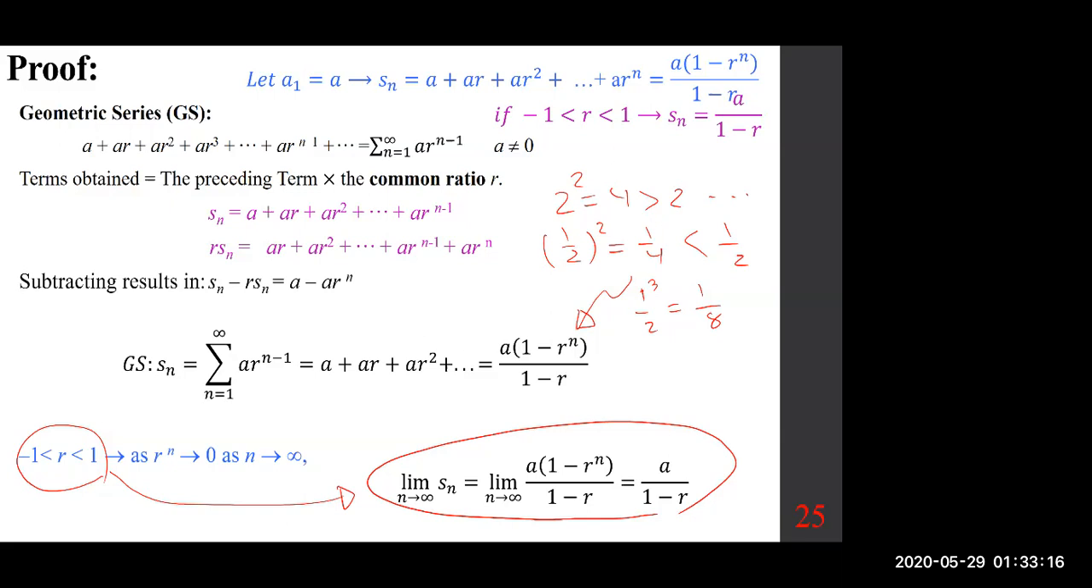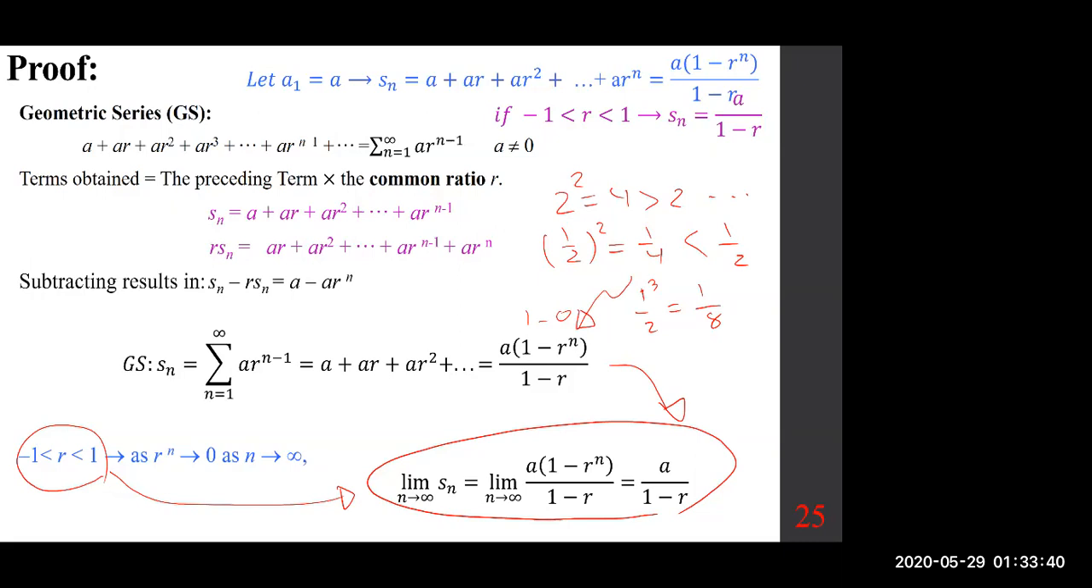So this top thing changes to 1 minus 0, which is simply a over 1 minus r. So we have a lot of applications for that. I want to discuss a couple of questions here quickly, and we go to the next topic.